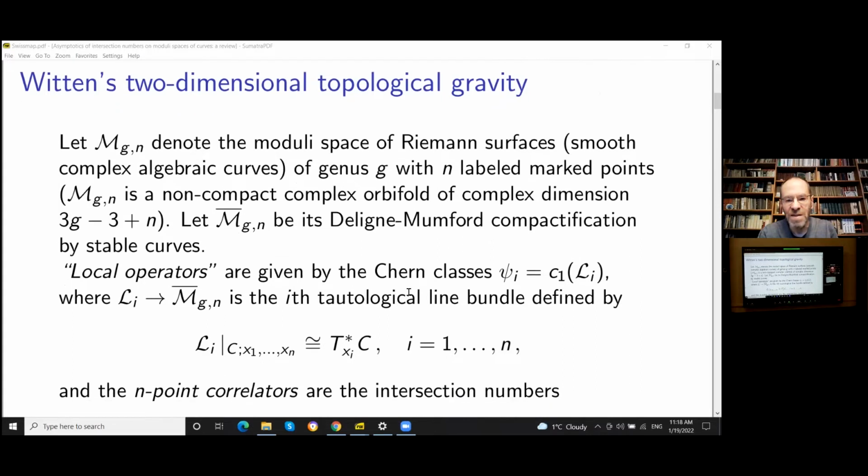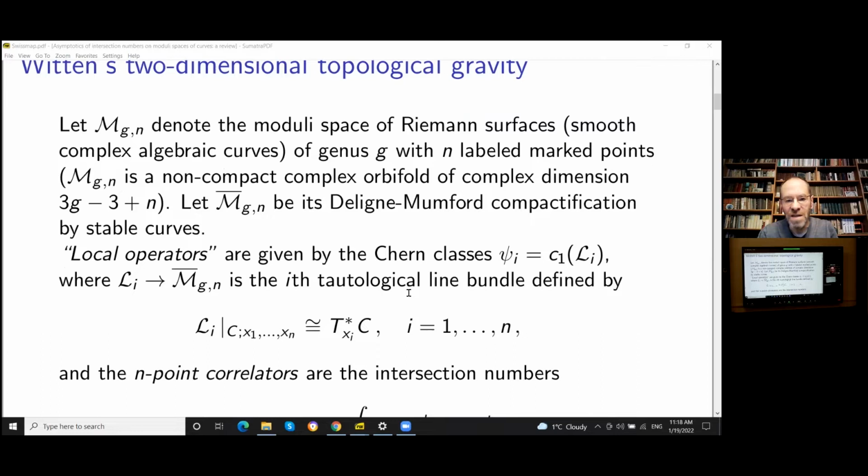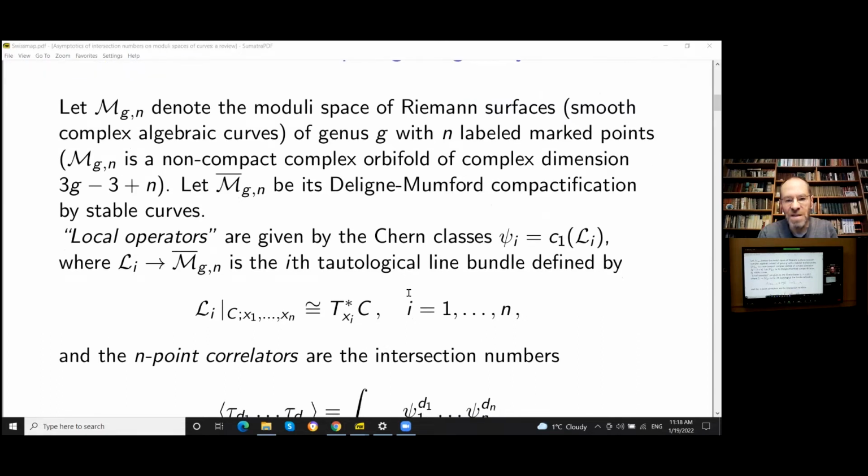Local operators are Chern classes that are usually denoted by psi_i. There are n tautological line bundles on the moduli space, and the fiber of the i-th tautological bundle at the point represented by a curve C with marked points x1 to xn is just the cotangent line to C at the point xi. This defines a line bundle that is denoted by L_i.